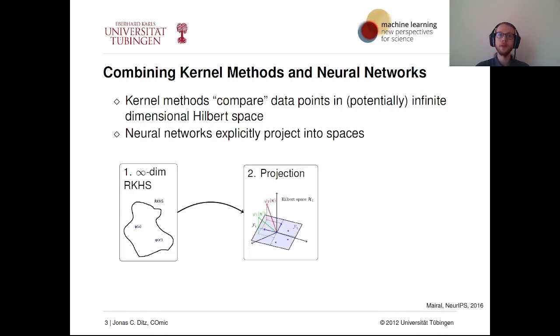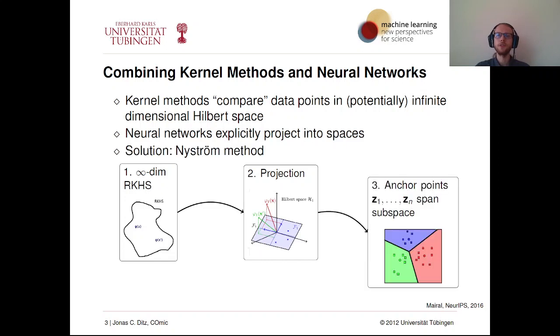However, neural networks learn in a way that they explicitly project data points from one space into another. We cannot feasibly project data points onto infinite dimensional spaces within a computer. So how can we incorporate learning within the Hilbert space of a kernel function into a neural network? The solution was proposed by Mairal in 2016, who proposed to use a variant of the Nystrom method.